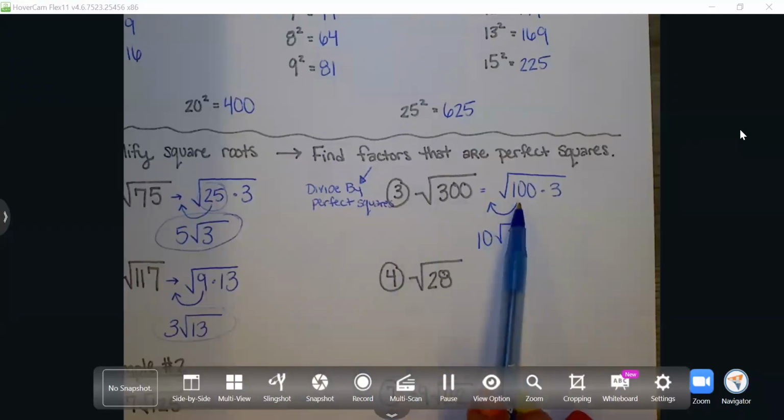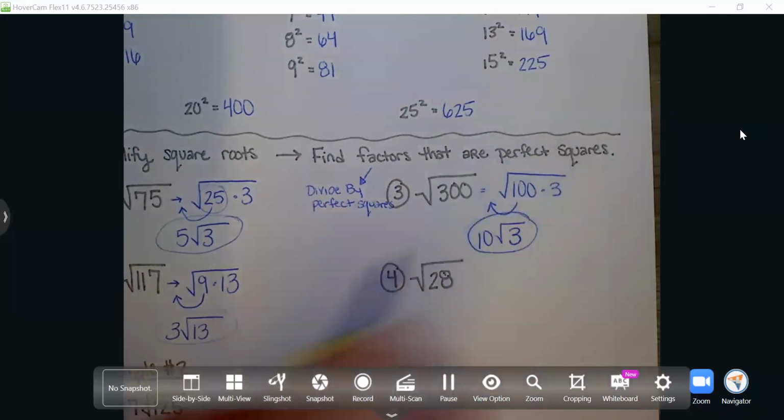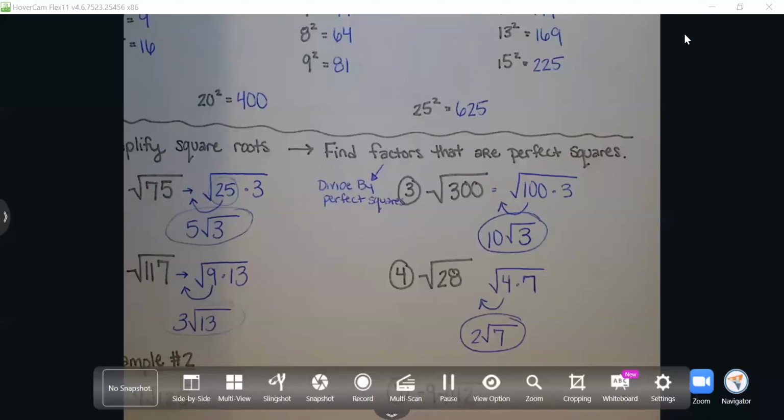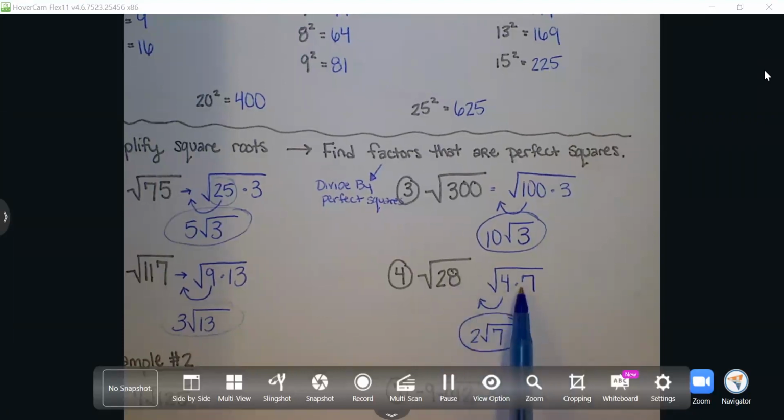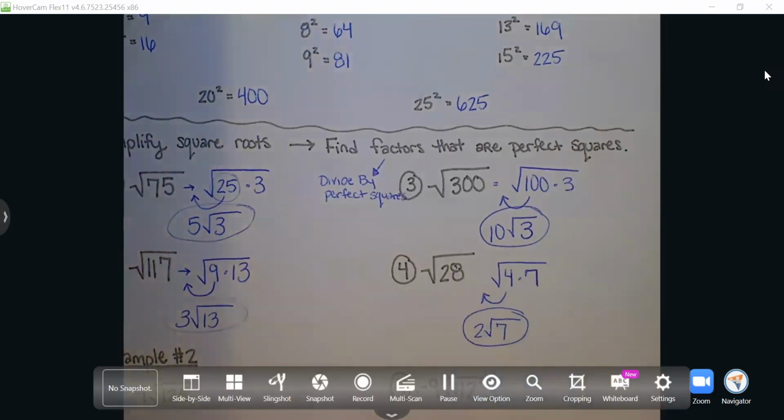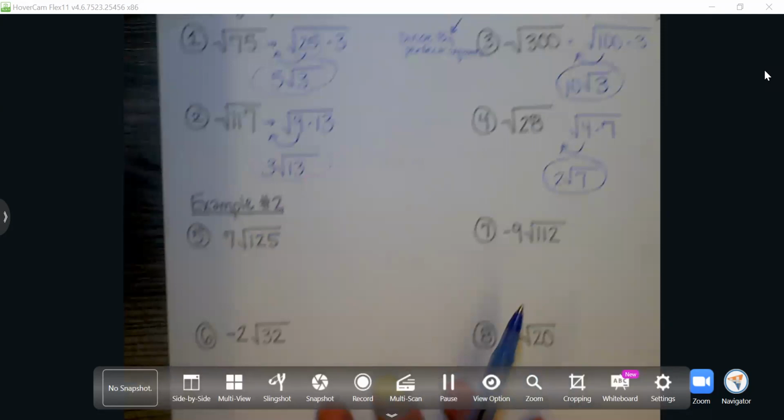The 300 can be broken down into 100 times 3, and the square root of 100 is 10. So my answer is 10 root 3. And then for number 4, 28 can be broken down into 4 times 7. 4 is a perfect square. The square root of 4 is 2. And so my final answer is 2 root 7.